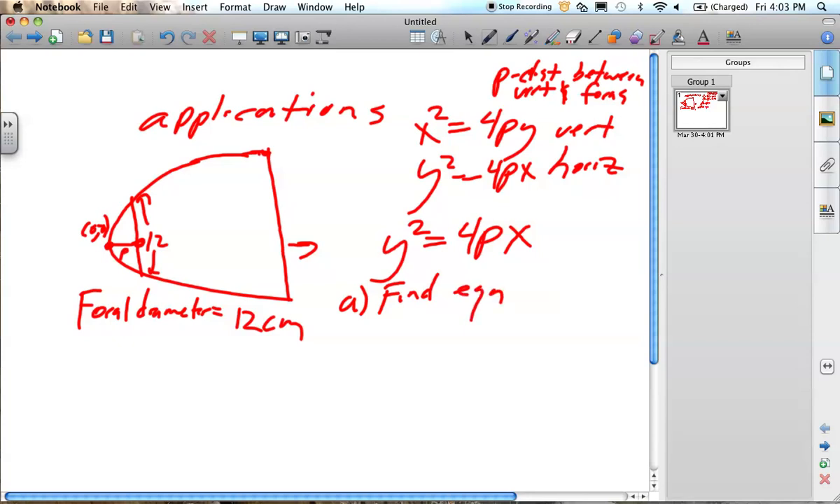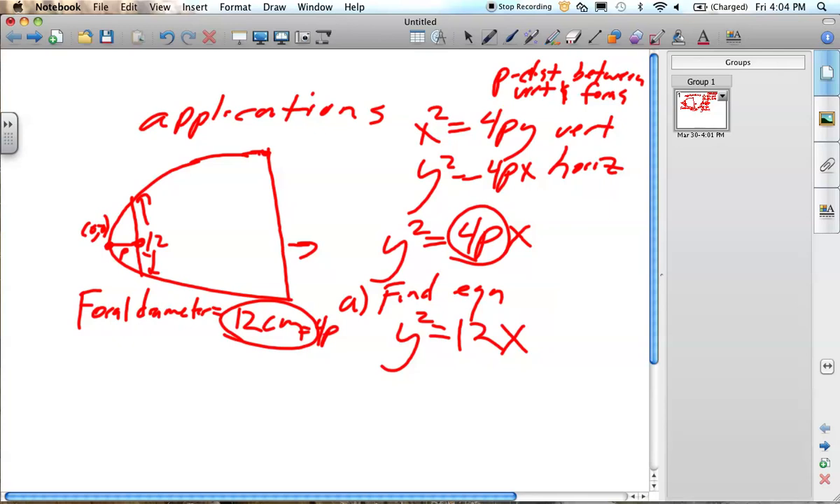Okay, 4p, we know that is my focal diameter. Now I see absolute value of 4p. This thing is horizontal, but it's opening to the right, so it is going to be positive. So y squared is going to equal 12x, because 4p is this one right here.